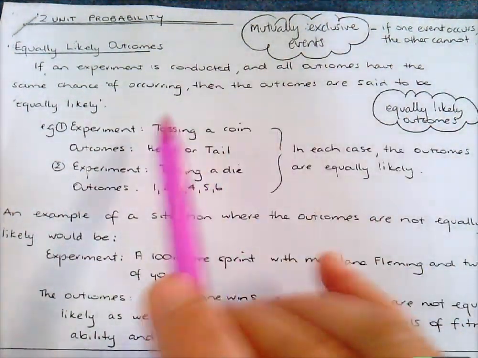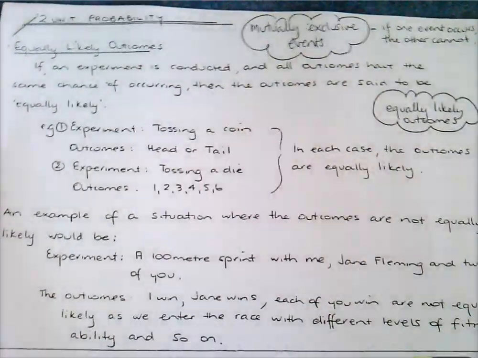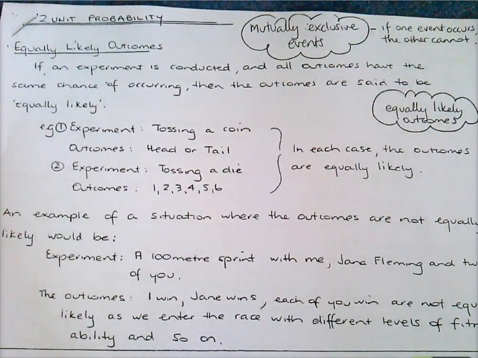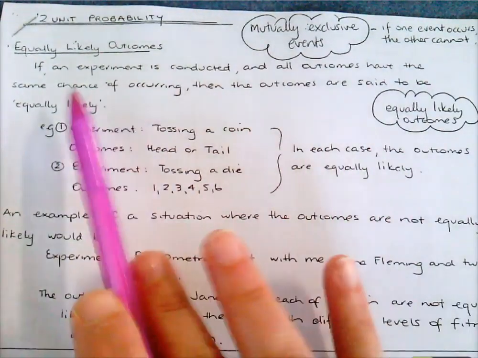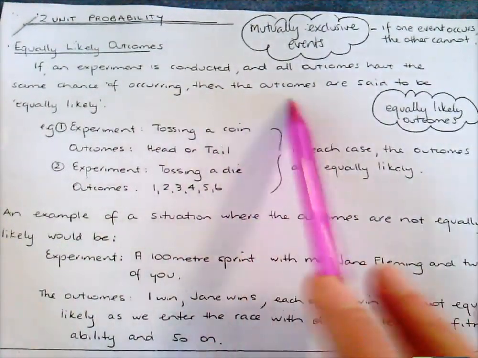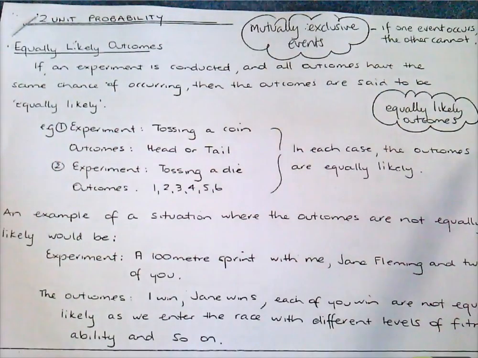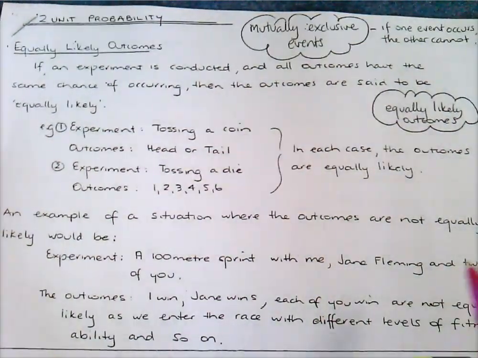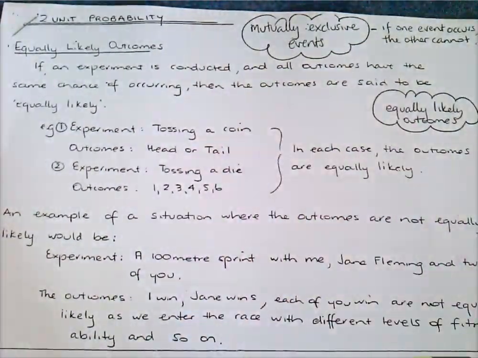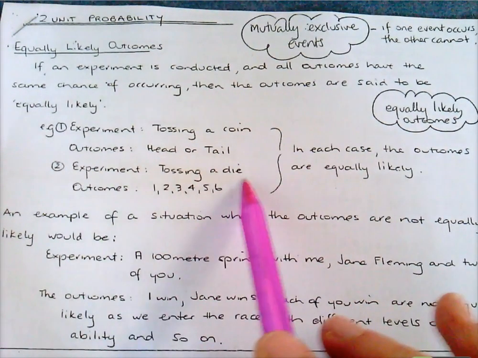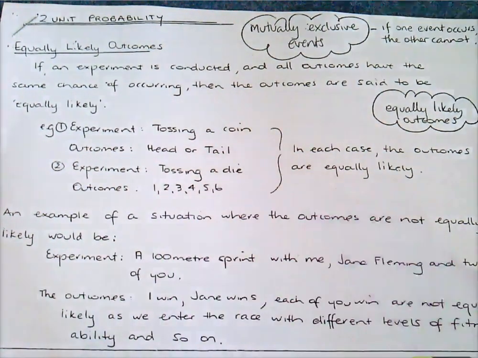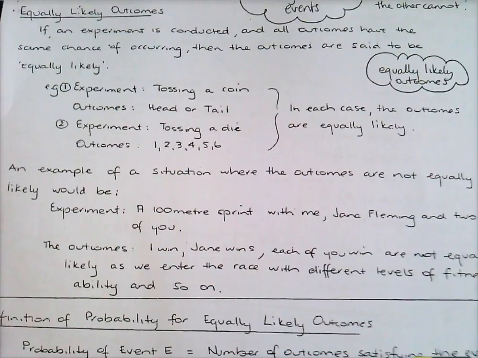Okay? So, equally likely outcomes. What does the word equally likely mean? If an experiment is conducted and all the outcomes have the same chance of occurring, then the outcomes are said to be equally likely. Examples of equally likely: tossing a coin, you could get what? Heads or tails. And tossing a die, you could get 1, 2, 3, 4, 5, 6. In each case, the outcomes are equally likely.